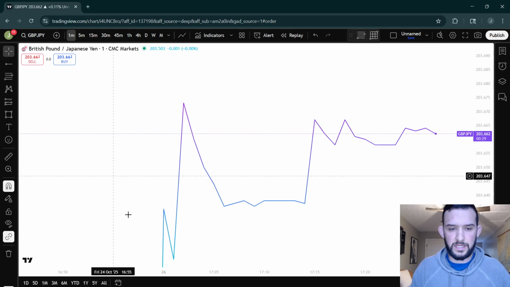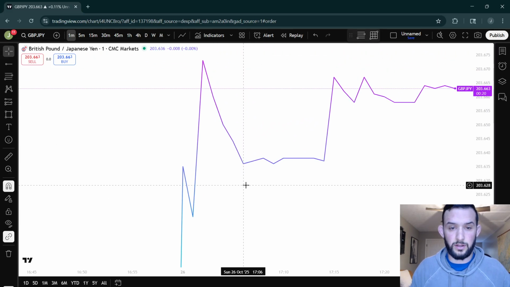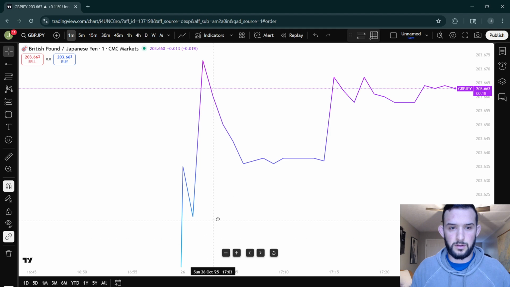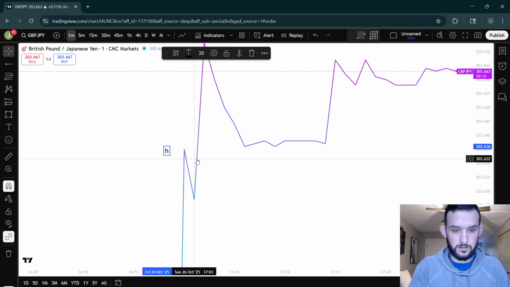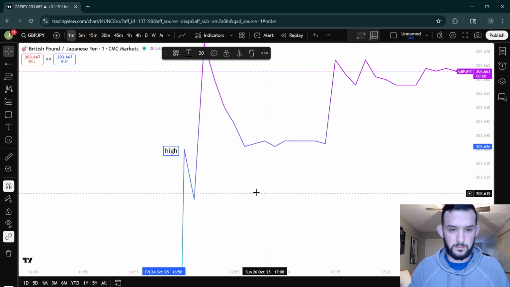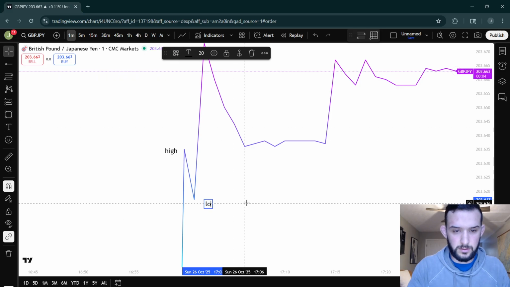So in a line, we can tell that the market is going up because it is making a higher high and a higher low and a higher high and a higher low. So we know that the trend of the market is going up. So we can signify that this was the highest point right here, and we'll call this a high, and this will be a low.